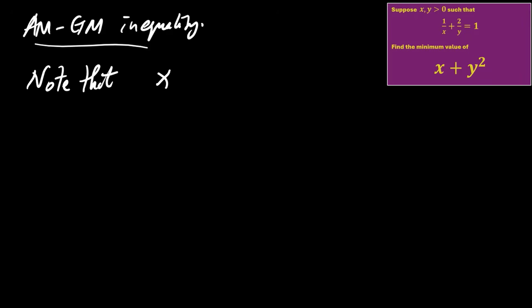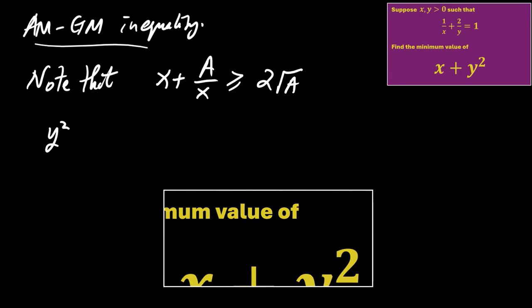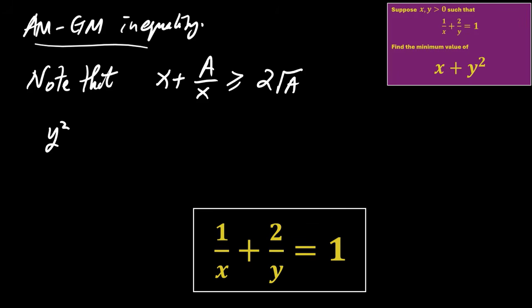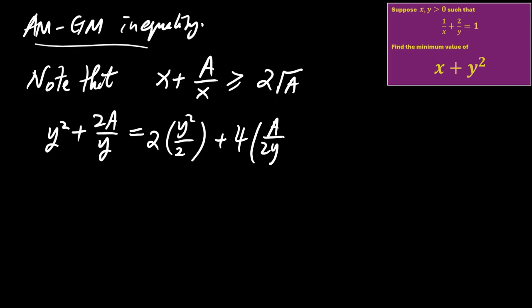Note that x plus a over x, for some positive a, will be greater than or equal to 2 square root a. In order to get y squared, and in order to use 1 over x plus 2 over y equals 1, we need to have 2a over y. But now we try to rewrite y squared as y squared over 2 times 2, and for this, we write 4 of a over 2y.